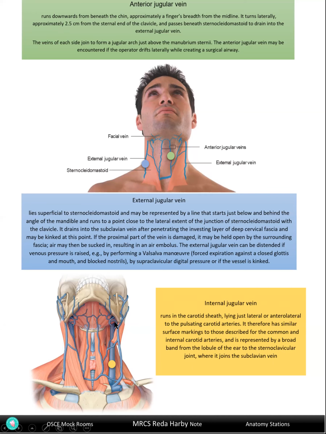This is a big one. It comes from the jugular foramen, which is deep and not apparent, then is enclosed in the carotid sheath and ascends very deep until reaching behind the sternoclavicular joint, where it joins the subclavian vein.